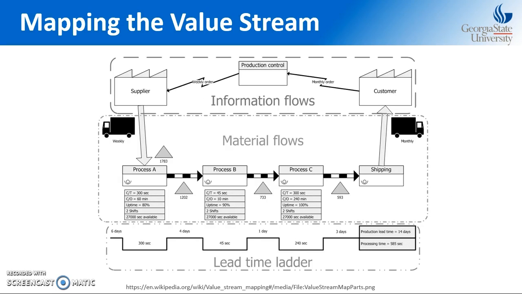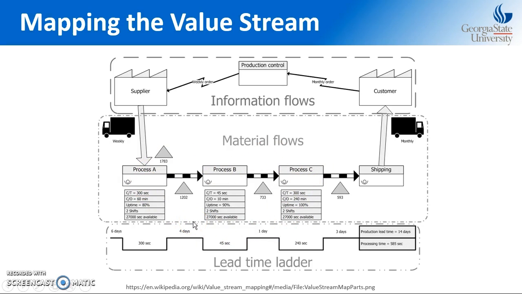This is an example of mapping the value stream. This image is pulled from Wikipedia, and basically what this does is it shows the flow of activities from the beginning of the process until our product is delivered to the customer. What it also does is tell us how much time is taken in each step of the process. We also look at what happens between these different steps.